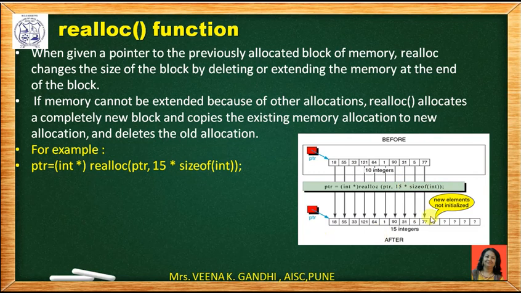You can see here, if the memory is available after the end of the block, after 77, it can extend that block by assigning the garbage value. But if the memory is not available here, then it will copy into a new block of 15 integers. It will find the new block, copy the existing previous block into the new block, and delete the old block.